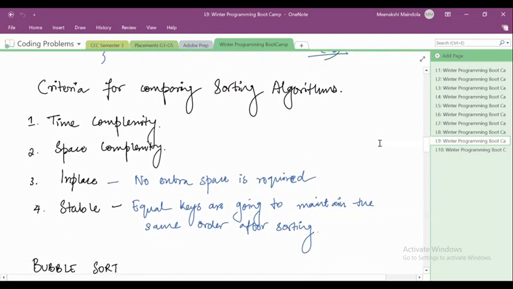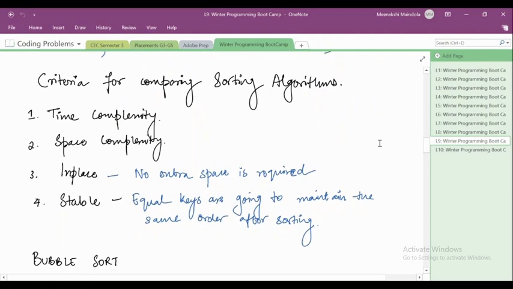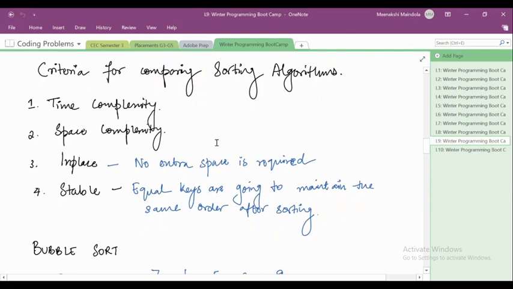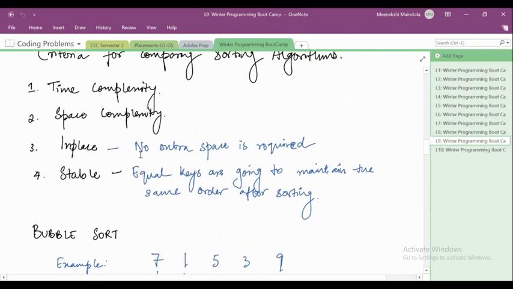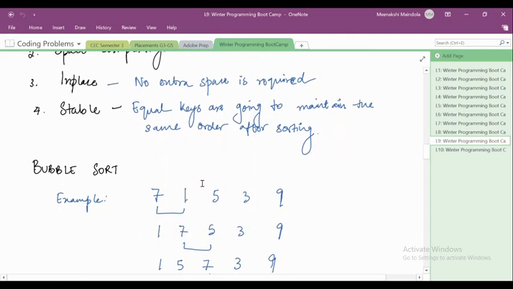Okay, now we started off by looking at sorting algorithms, but first we looked into the criteria that are going to differentiate or compare the different sorting algorithms. We began with time complexity and space complexity. If any particular algorithm does not require any extra space, for example an array, then we consider that an in place algorithm. In other words, if the space complexity is order of 1, we say that it is an in place sorting algorithm. And then we talked about stability.